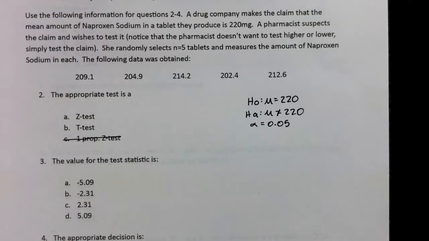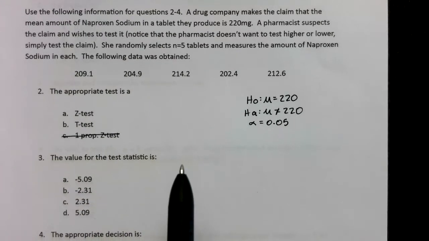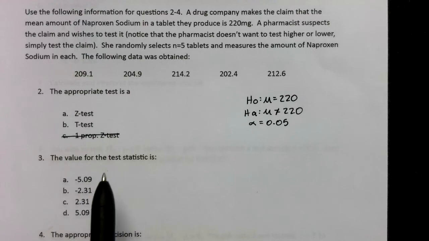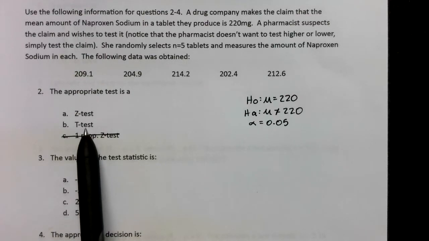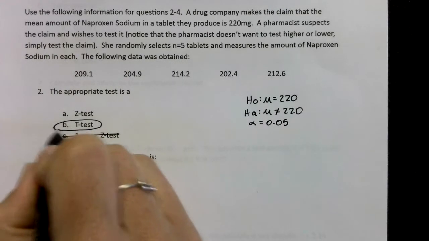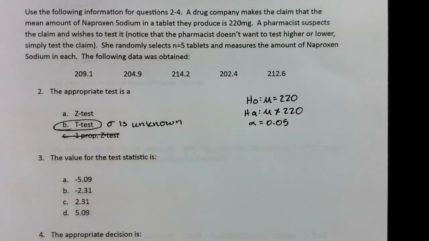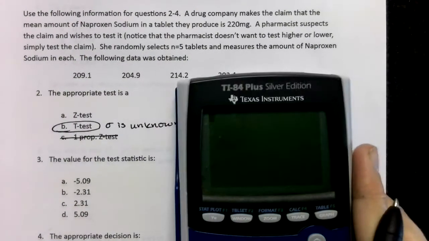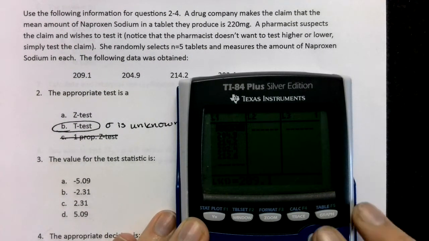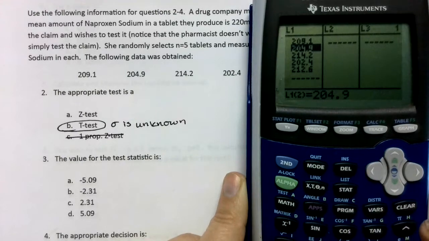So this is the only information that we really have. And you notice that they gave us a data set. So typically what happens, not always, but typically when they give you a data set, it's going to be a t-test because no other information was given. And it's a t-test because sigma is unknown. So since they didn't tell us a population standard deviation, then we have to go with the t-test. So what I'm going to do for this problem is put my data into the calculator. I already have it in there. So I've got those 5 data values in here.